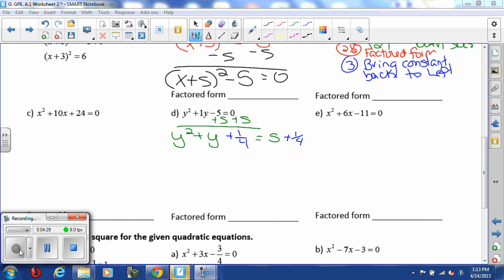I prefer the fractions. What is that? B divided by 2 squared. You tell us. Okay, so now, factored form, what goes in the parentheses? y plus 0.5, squared, plus 0.25.